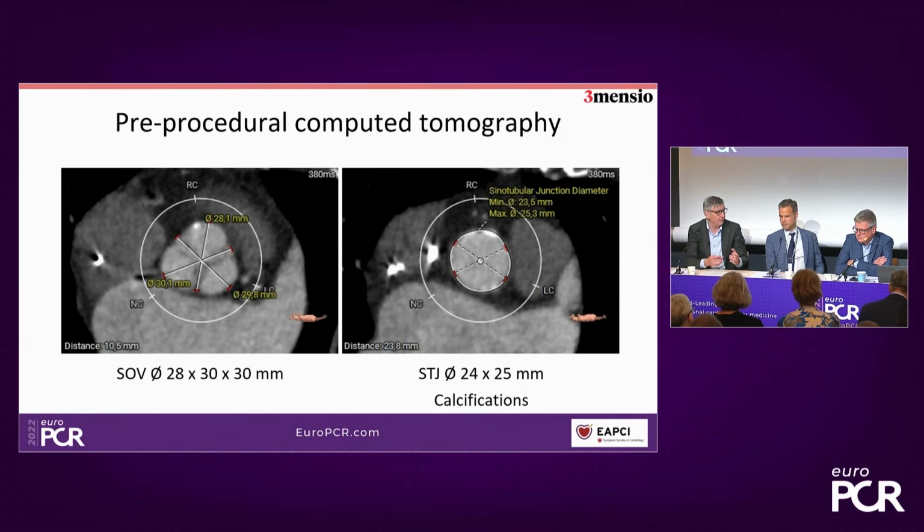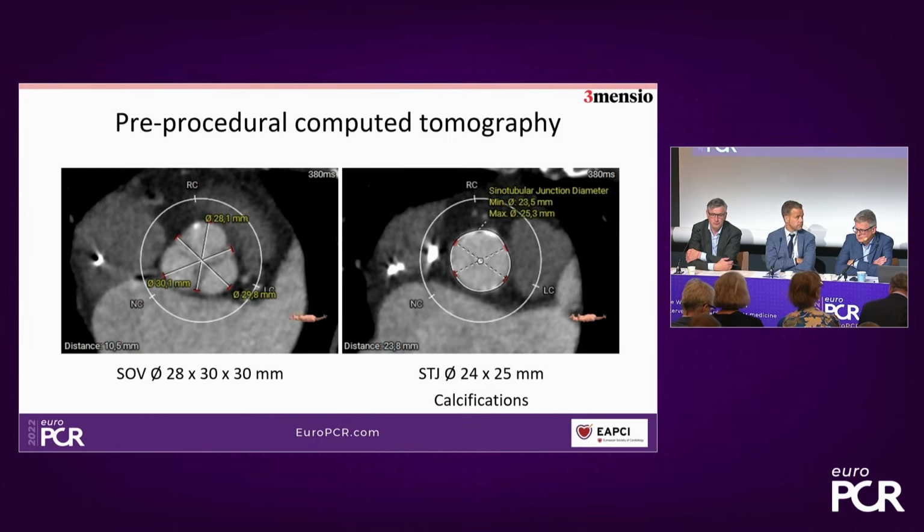Let's say the patient had a lot of calcification in the left ventricular outflow tract with a risk of annulus rupture. Maybe it's not a good candidate for balloon expandable technology. So I think having this information is adding a lot, and makes it a lot easier to plan your procedure, which device you're going to use, what strategy you're going to use.